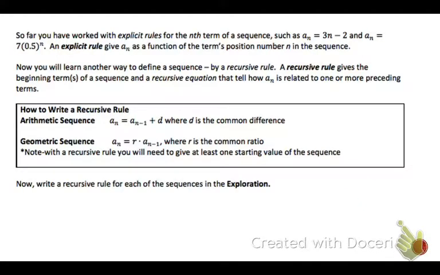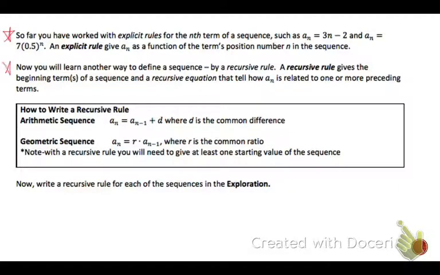All right, so far we've worked with the explicit rules, like I mentioned, for the nth term of a sequence, such as a sub n equals 3 times n minus 2, that's an arithmetic, or a sub n equals 7 times 1/2 raised to the n. That is a geometric. An explicit rule gives a sub n as a function of the term's position number, n.